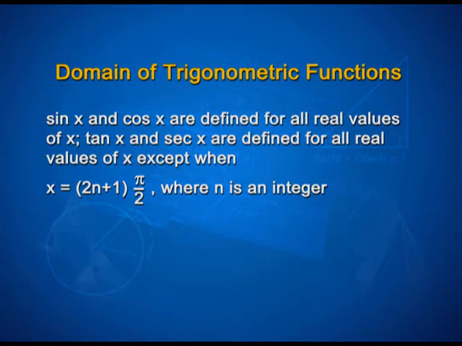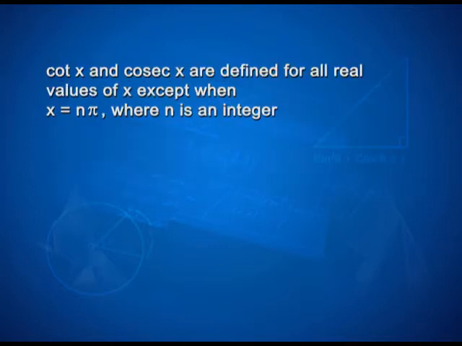Now, let us study about the domain of trigonometric functions. We know that sin x and cos x are defined for all real values of x. Tan x and sec x are defined for all real values of x except when x is equal to 2n plus 1 into pi by 2, where n is an integer. Cot x and cosec x are defined for all real values of x except when x is equal to n pi, where n is an integer.